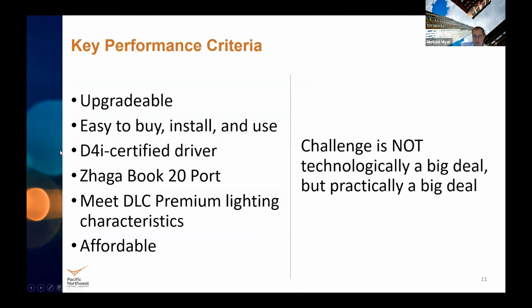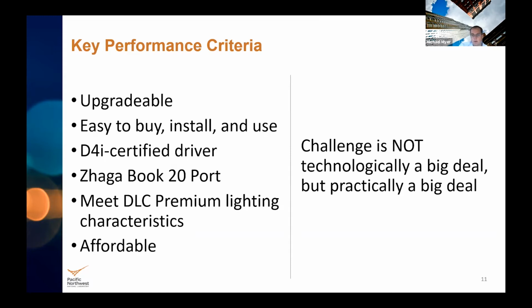This is very high level. We'll touch base on this more in a second. It's got to be upgradable. It's got to be easy to buy, install, and use. A D4i certified driver, we'll talk about what that really means a little more in a second. Same with Zhaga Book 20, we'll talk about that. DLC Premium, also talk about that. Those are performance of the fixture, and affordable.